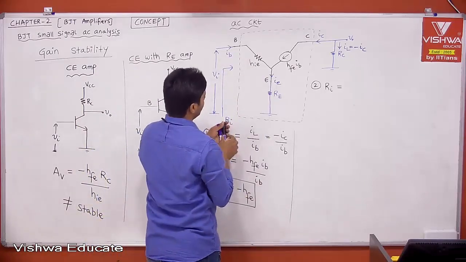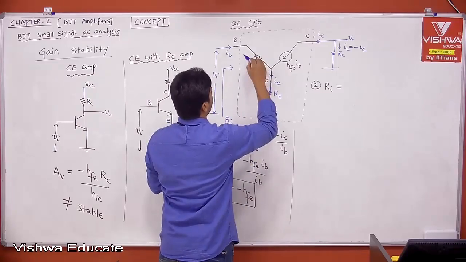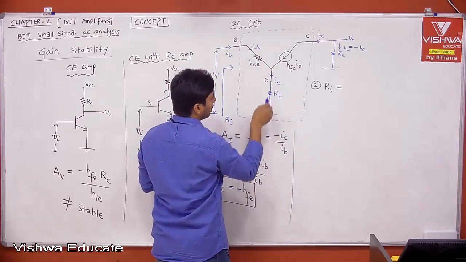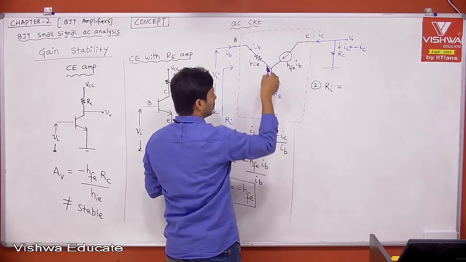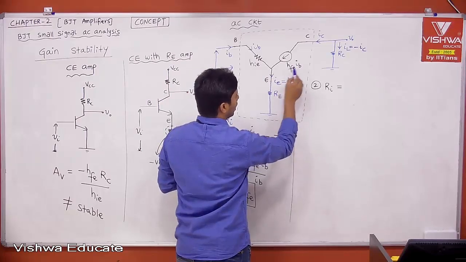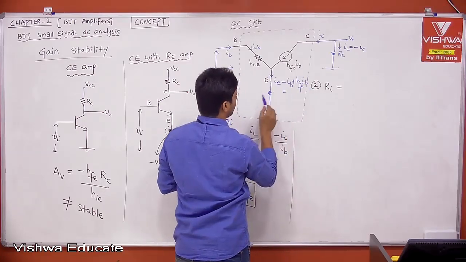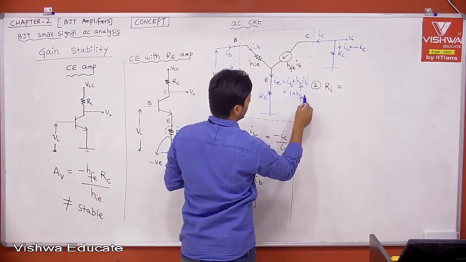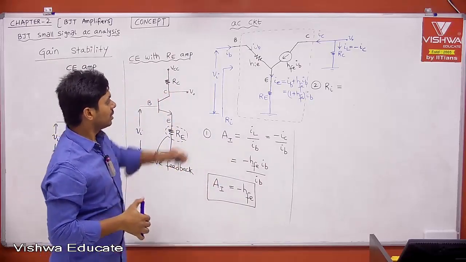What is the current flowing through hie? The current flowing through hie is nothing but IB. Therefore this is IB. And what is the current flowing through RE? Is it IB only? No, there is another current coming here. By KCL, this current plus this current. Therefore IE is equal to IB plus hFE into IB, which is basically 1 plus hFE into IB. This is the current flowing through the resistor RE.